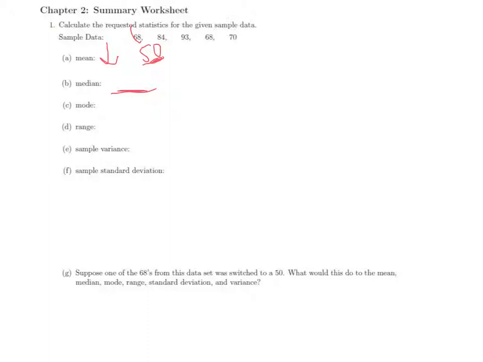It changed the mode. Now there's no mode, right? Because we don't have the double 68s. Now, what happens to the range? Instead of being 93 minus 68, we're going to do 93 minus 50. So the range is a whole lot more. Is that 43? So that's going to increase the variance and the standard deviation, because there's a lot more spread around the mean.